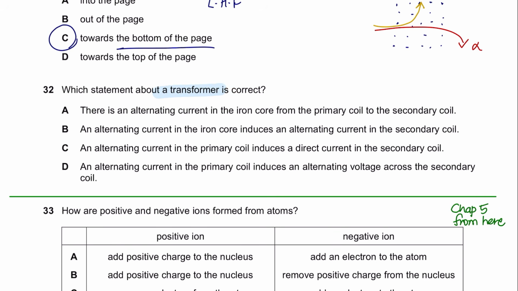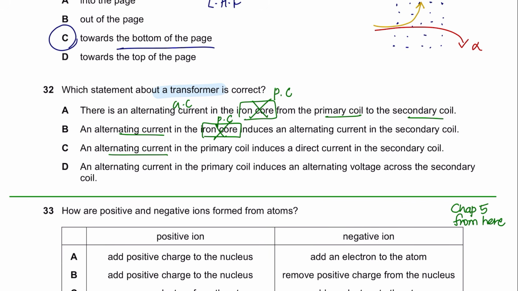Option A. There is an alternating current in the iron core from the primary coil to the secondary coil. This is wrong because there will be AC current in the primary coil, not the iron core. An alternating current in the iron core, again wrong. Alternating current will be in the primary coil.